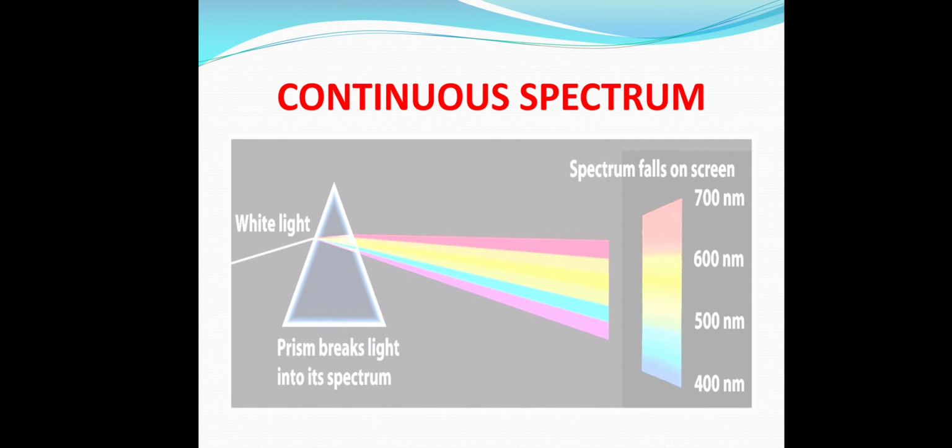You can see here white light is passed through the prism and you will be getting the colors, a continuous band of colors, and all the colors merge with each other, and such kind of spectrum is called continuous spectrum. Speciality of continuous spectrum is that all the colors are merged into each other without any gap. Such a kind of spectrum is called continuous spectrum.